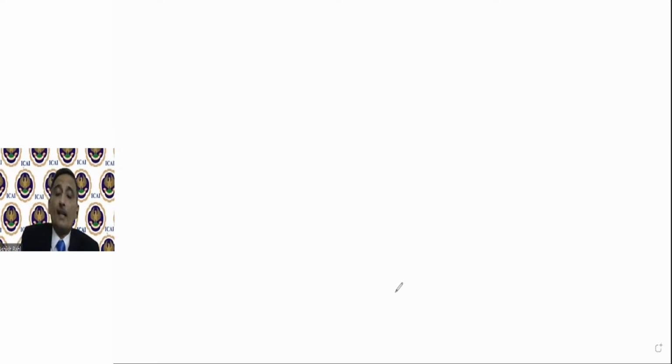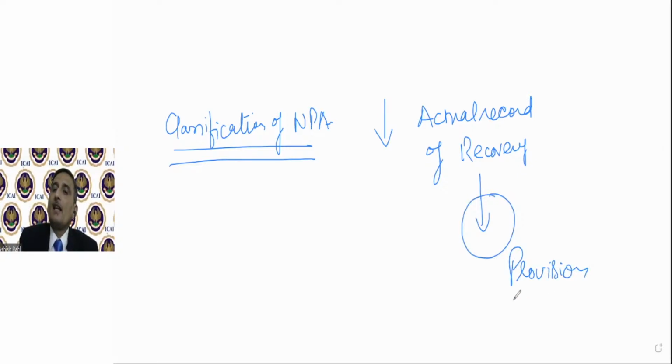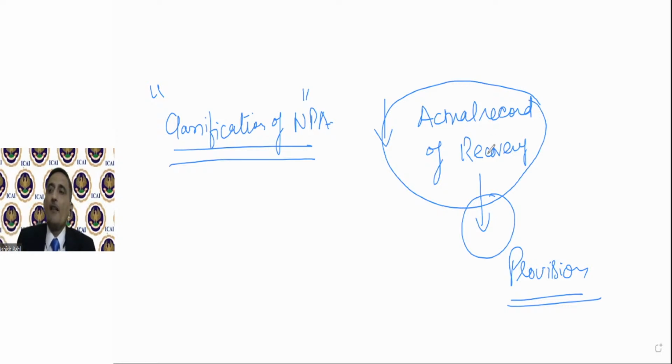And one more important thing, guys. As you have by now understood, classification of NPA is made on the actual record of recovery, not on the basis of security alone. Security will be considered for provision, how much is secured and how much is unsecured. Classification of NPA is dependent upon actual record of recovery, like we had seen in case of a term loan. If installments are not coming for more than 90 days, then the term loan account would become NPA. So what we are seeing is the record of recovery.